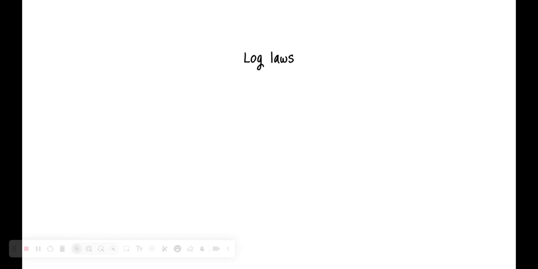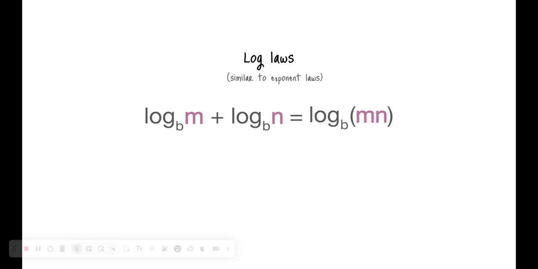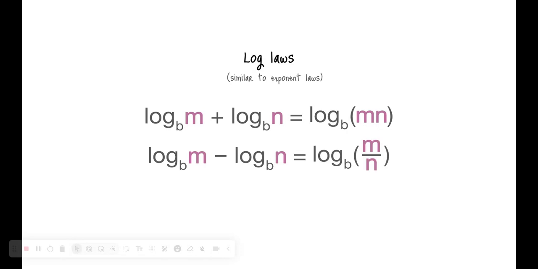Then we have the log laws, which follow similar rules to the exponent laws that you probably already know. A sum of logarithms with the same base is equivalent to the logarithm of the product of the arguments. A difference of logarithms with the same base is equivalent to the logarithm of the quotient of the arguments. And a logarithm of an argument raised to a power is equivalent to the product of the power and the logarithm. Know these concepts well, and you're well on your way.